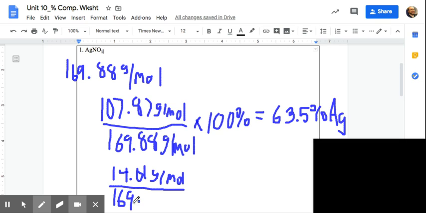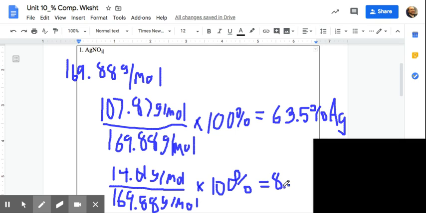And when you do that, let me do it times 100% real quick. Okay, and as our answer, when we divide those out and multiply it, we get 8.2% nitrogen. Sorry, that looked like 82%. That should be 8.2% nitrogen.